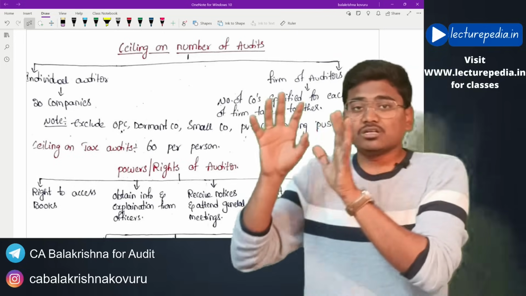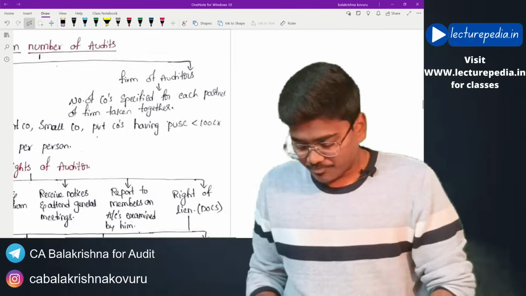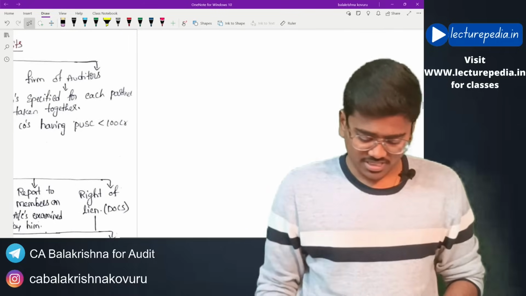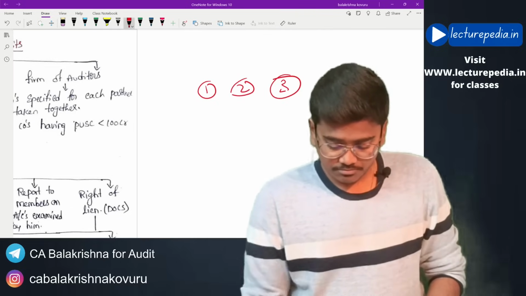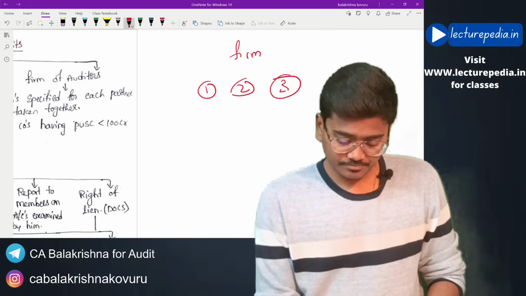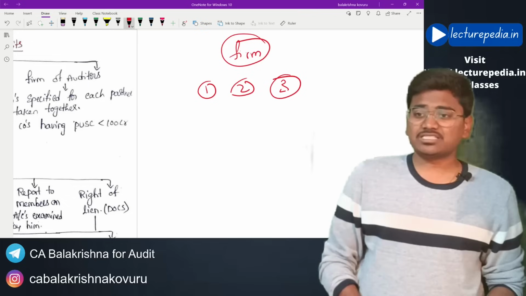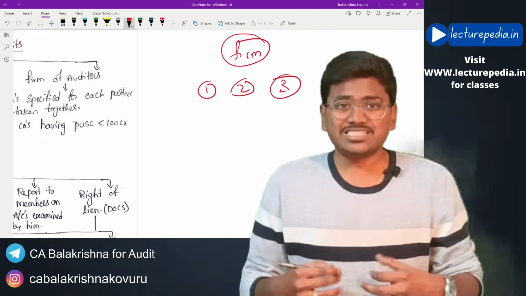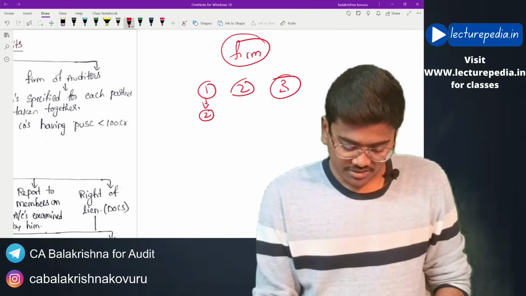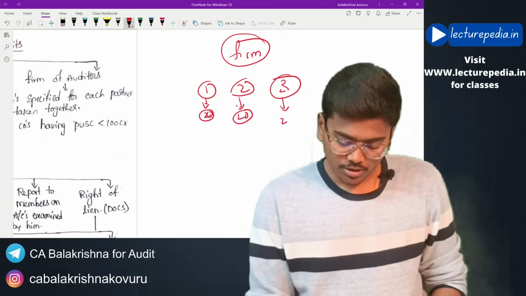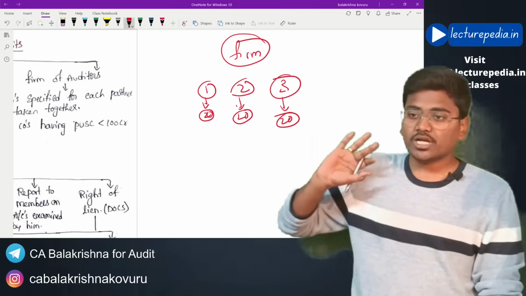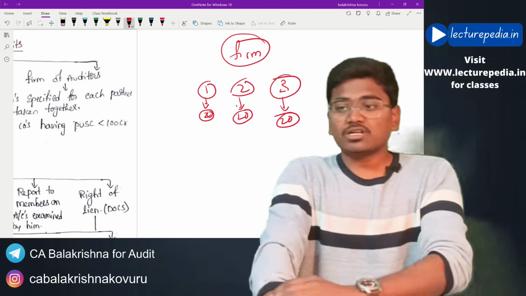Now coming to the firm of auditors. Let's say the firm is having 3 partners, 1, 2, 3. Now this firm, on behalf of these 3 partners, will be eligible for 60 audits. How? 20 for this person, 20 for this person, 20 for this person. Together the firm will be eligible for 60 audits.